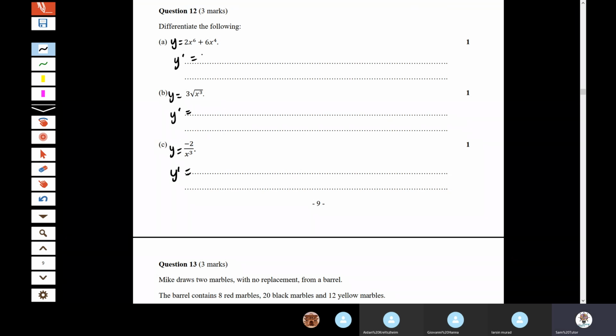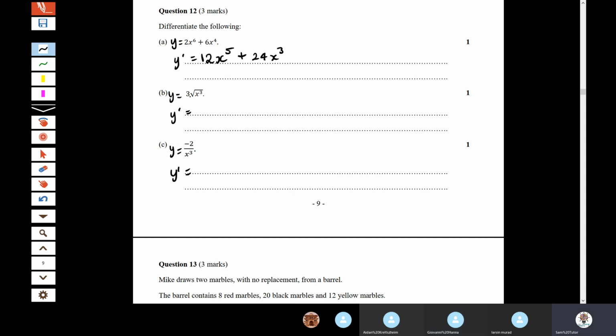Giovanni, y dash, were you able to get it out? I don't think so, but 6 times 2, 12, 12x to the power of 5. Aren't they meant to combine after? No. Then I got 24x to the power of 3. Yeah, that's it, done. I thought you were meant to combine. No, done, that's it, finished. All right.